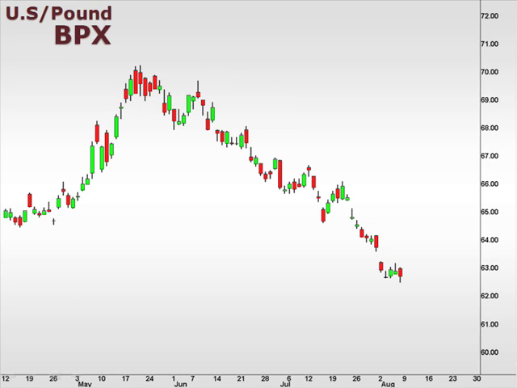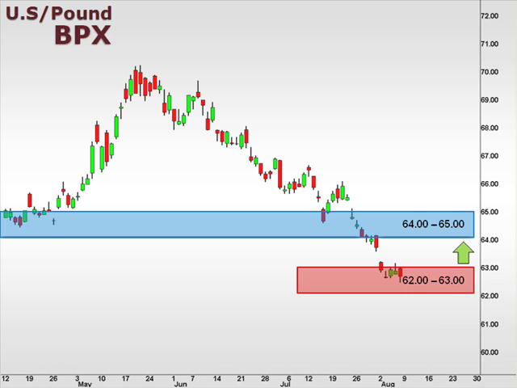Well, the US dollar continues to lose ground against the British pound as the BPX slipped lower to test the 62-63 focal zone for support. Now, a break below 62 is likely going to signal another leg lower. A break above 63 should retest 64-65 for resistance.